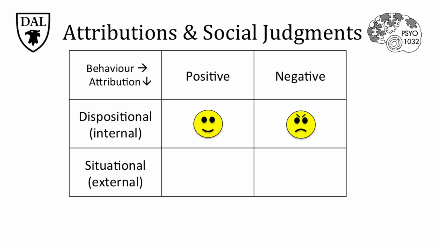If someone does something positive, however, and we think the cause of this apparently kind behavior is due to the situation, we probably won't like this person very much. We'll think they did this nice thing just to get ahead or for selfish reasons. And lastly, if somebody does something negative and we figure this was caused by the situation, we might not feel so judgy toward that person. Even though we might not admire the person, we probably won't feel really negative about them. So when do we use dispositional and situational attributions?